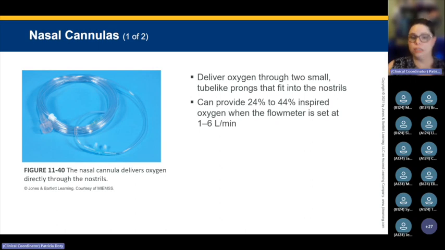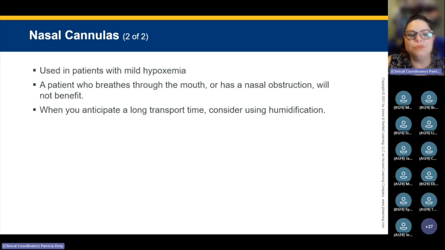Okay, so this is a nasal cannula, and it's two prongs that fit into the nostrils, and it can provide up to 22 to 44% inspired oxygen when the flow meter is set at 1 to 6 liters per minute. And this is for really mild hypoxia or hypoxemia, and a lot of patients who breathe through the mouth or have some sort of nasal obstruction are not really going to benefit. So if you're already on scene and they're already mouth breathing, a nasal cannula is just not going to cut it.